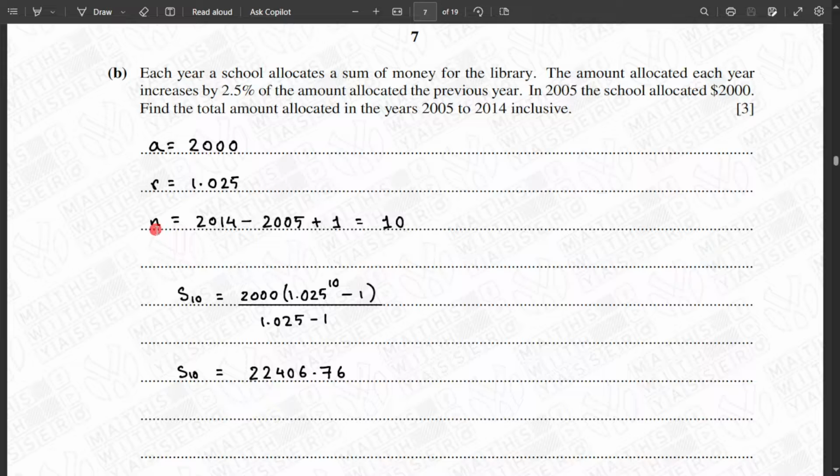So the number of terms should be 2014 minus 2005 plus 1, because 2014 is inclusive. So n should be 10. So sum of 10 terms for this situation should be a within brackets r to the power n minus 1 over r minus 1, which is 2000 within brackets 1.025 to the power 10 minus 1 over 1.025 minus 1. That will give you $22,406.